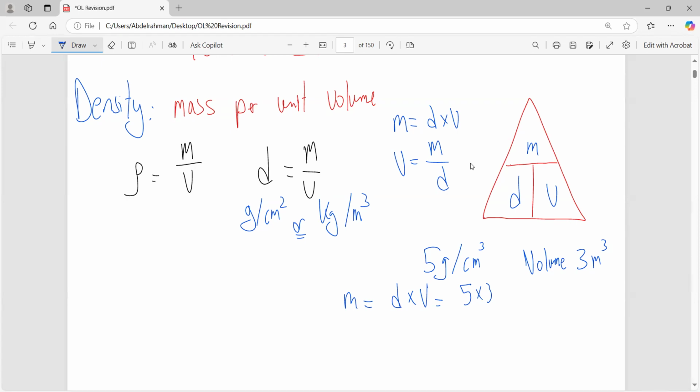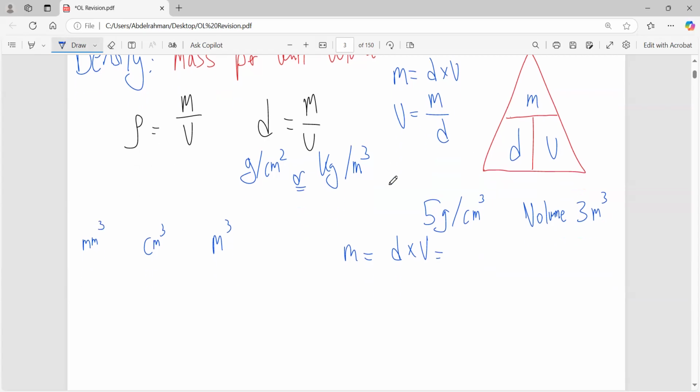It would be much easier if you convert the volume into centimeters cubed. So you cannot do it this way. How can I convert? Let's write down the conversions very quickly. We had meter cubed, centimeter cubed, and we might have millimeter cubed. How can I convert these numbers?